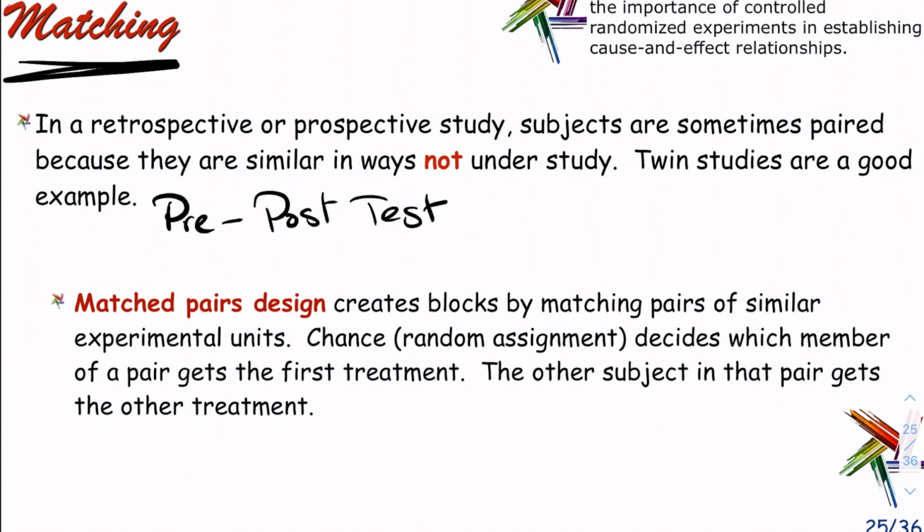You took the test before you learned anything. You took the test after you learned something, and we can compare those results. So a matched pairs design creates blocks by matching pairs of similar experimental units. Chance, and by chance I mean random assignment, decides which member of a pair gets the first treatment. The other subject in that pair gets the other treatment.